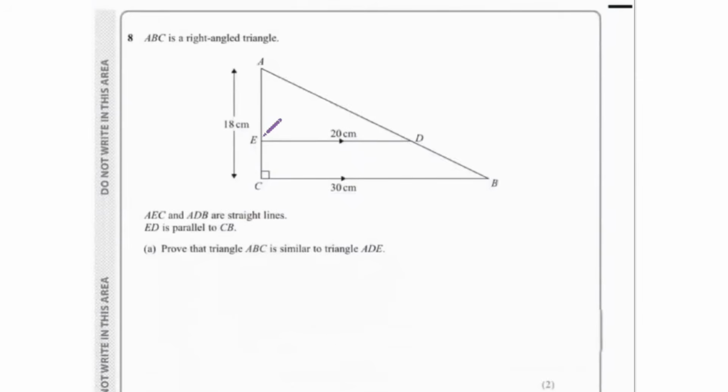Then we have right angle triangles. It says ABC is a right angle triangle. AEC and EDB are straight lines. ED is parallel to CB. We have to prove that triangle ABC is similar to triangle ADE. So we need to realize that both have angle A in common and the 90-degree angle in common. So if both angles are common, which means the third angle is also going to be the same. So if all three angles are the same, that means they are similar shapes.